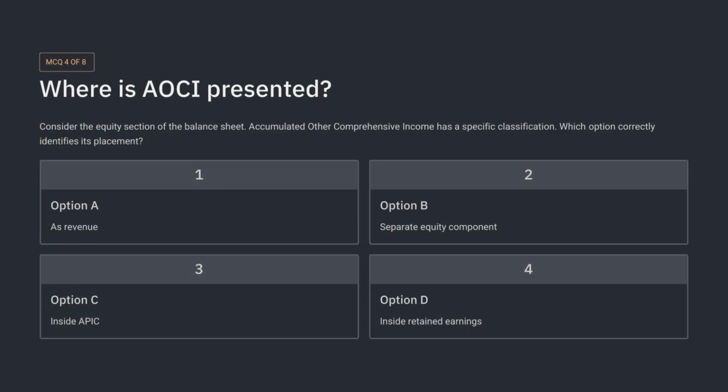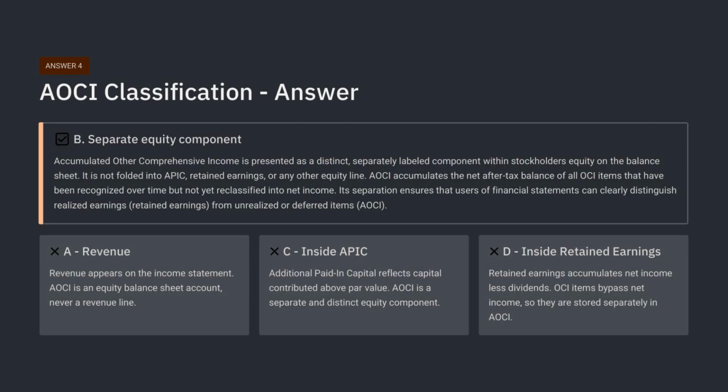Question 4 asks, where is AOCI presented? The options are as revenue, as a separate equity component, inside APIC, or inside retained earnings. Think balance sheet classification. AOCI is not an income statement account and it is not owner contributed capital or accumulated net income. It has its own place in equity. The correct answer is B, separate equity component.